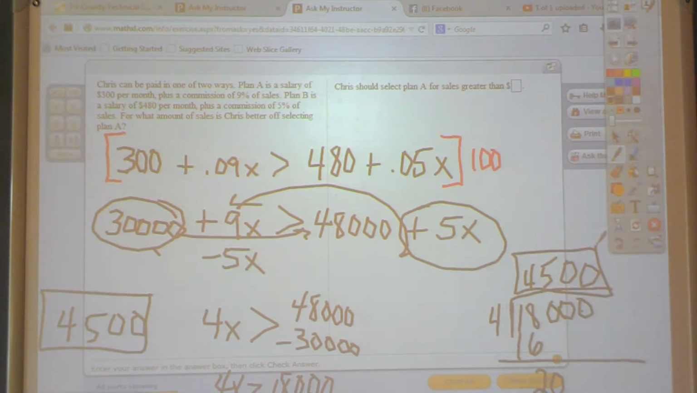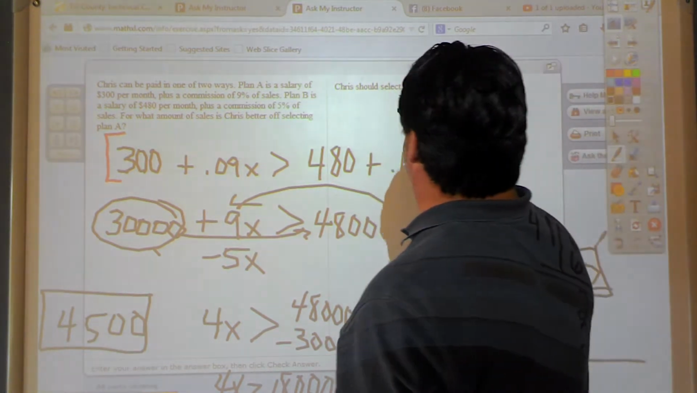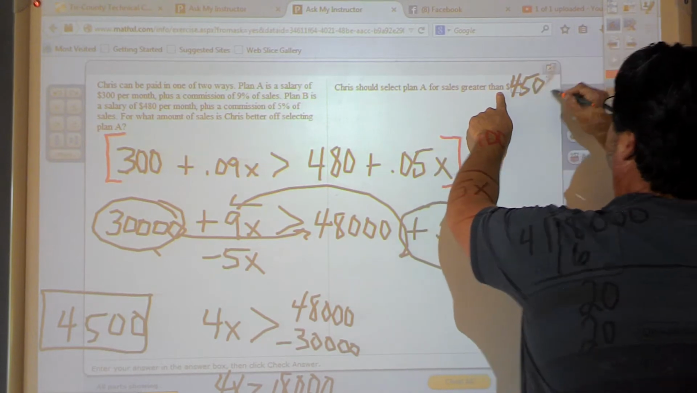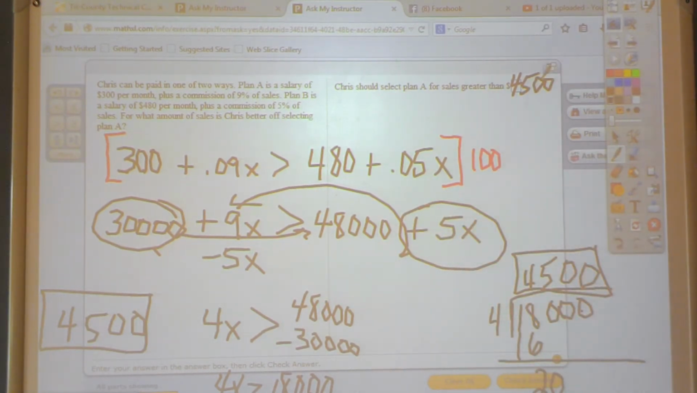So, at 4,500, plan A is greater than plan B. So he wants to select plan A for greater than 4,500.